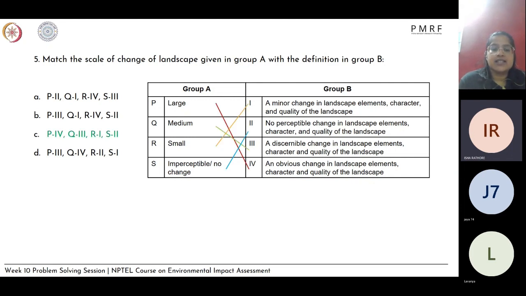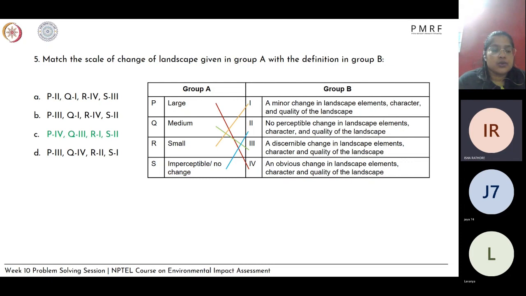Okay, so the correct answer is, a large scale of change has an obvious change in landscape elements, character, and quality of the landscape. So medium scale of change has a discernible change in landscape elements, character, and quality of landscape. So Q matches with 3.